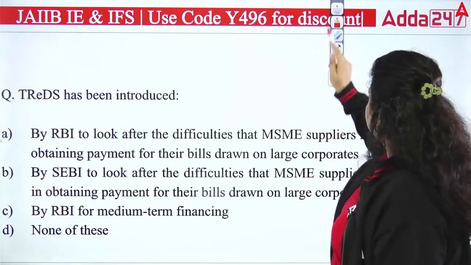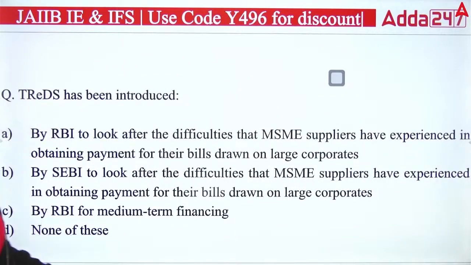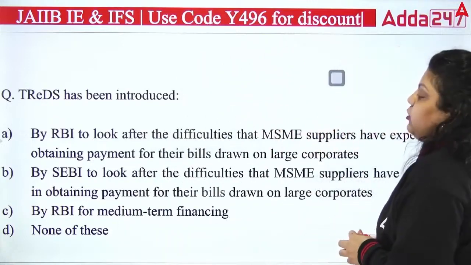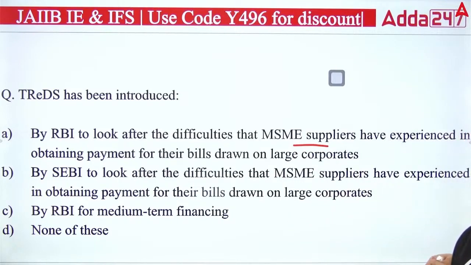The next question is about TReDS. So factoring, forfeiting and TReDS are there. TReDS is a form of factoring, but for a certain seller. Option one: introduced by RBI to look after difficulties that MSME suppliers have experienced in obtaining payment for their bills drawn on large corporates. Second, by SEBI for the same purpose. Third, by RBI for medium-term financing, and fourth, none of the above. So which of the following is TReDS?